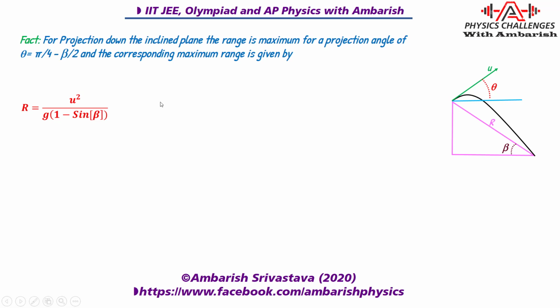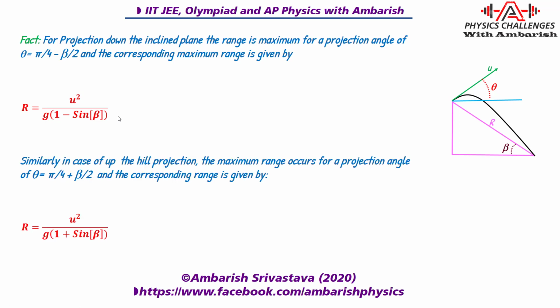Alright, so this is for projection down the plane, the optimal trajectory. Now a similar result you can also write for projection up the plane. Suppose you are firing a projectile from the bottom and it's reaching somewhere to the top, and you want the maximum range up the hill. Then the angle of projection has to be theta equal to pi by 4 plus beta by 2, and the corresponding range is given by r equal to u square upon g into 1 plus sine beta, where beta is the inclination of the hill and theta is the angle of launching from the horizontal.